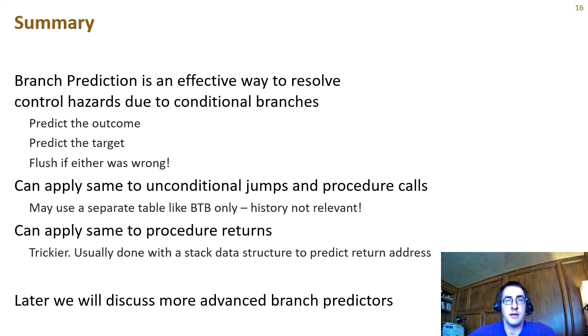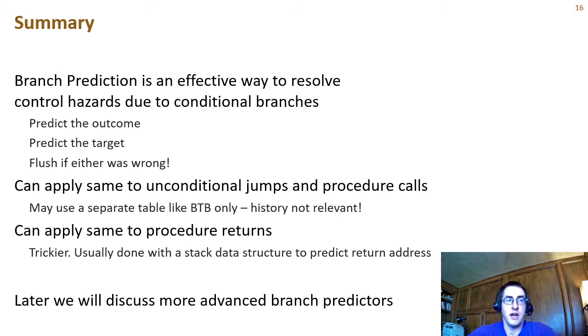You can apply the same notion to procedure returns. This is a little bit trickier because a procedure doesn't always return to the same address because it's not always called from the same location in the program. Different locations in the program can call the same procedure. So instead, what you can do is use a stack data structure to predict the return address, and you can pull that predicted return address off of that prediction stack.